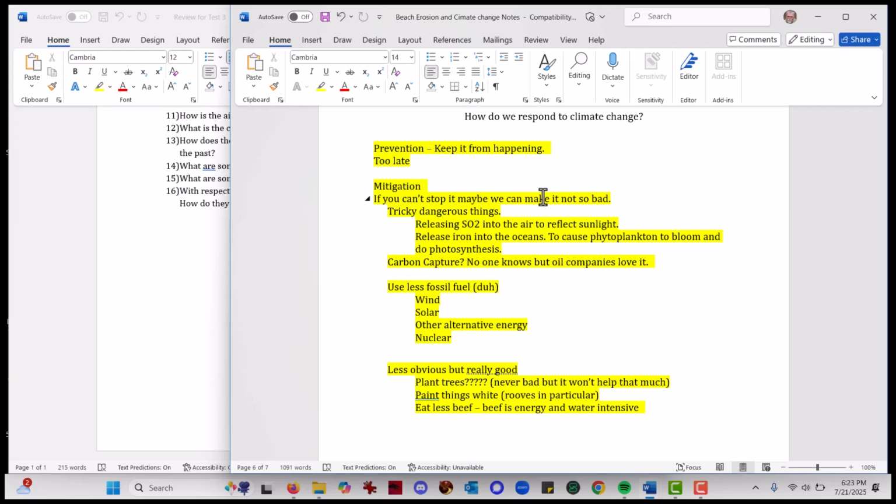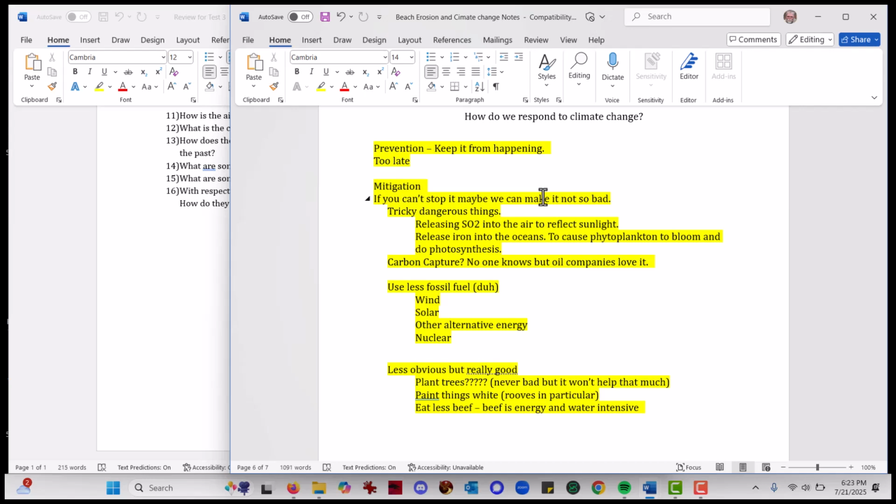This is why we want to do renewable energy, right? This is why we want to do wind and solar and nuclear and any other alternative energy you can do, hydroelectric, geothermal, tides, waves, I don't know, anything other than burning a fossil fuel, other than burning coal or burning petroleum. Don't do that. Less obvious things: planting trees.